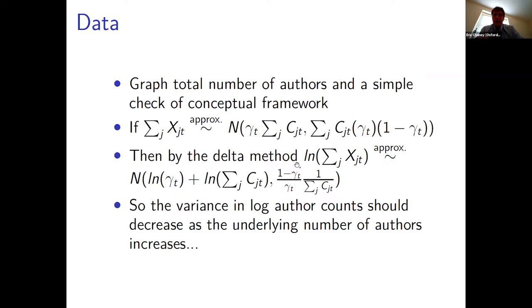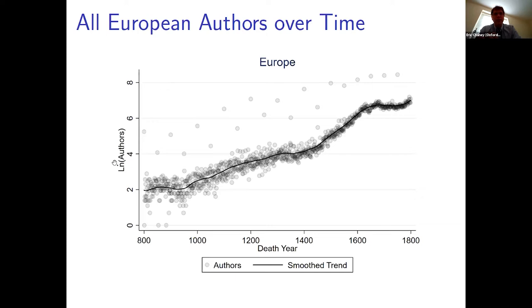And that's what you see here in Europe. On the y-axis, you have the log number of authors. On the x-axis, you have the death year. Here are the number of authors dying in each year within Europe. And you can see as time goes on, it's more tightly concentrated around this line, which is consistent with the conceptual framework I developed a few minutes ago.